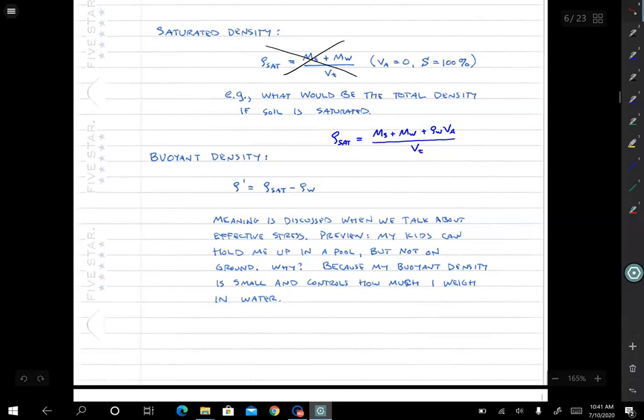So anyway, the meaning is discussed when we talk about effective stress. It'll make a lot more sense when we get there, but right now just know that the symbol for it is rho prime, and then it's defined as the saturated unit weight minus the unit weight of water.